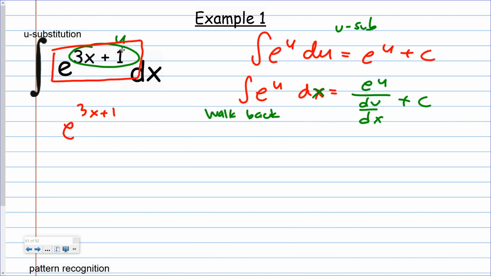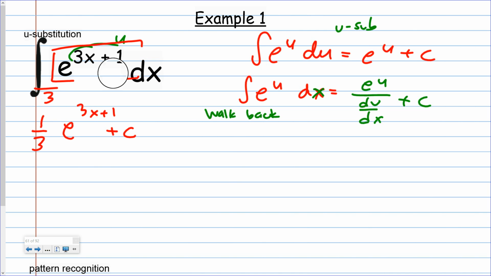Now I need to divide. Remember, in derivatives, I multiplied by 3, right? So now I need to divide by 3. Does that make sense? The tricky thing about integrals, though, is your x's must cancel out. So not counting what I boxed in, not counting the e to the u, do my x's cancel out? Yes. So this answer is 1/3 e to the 3x plus 1 plus c.